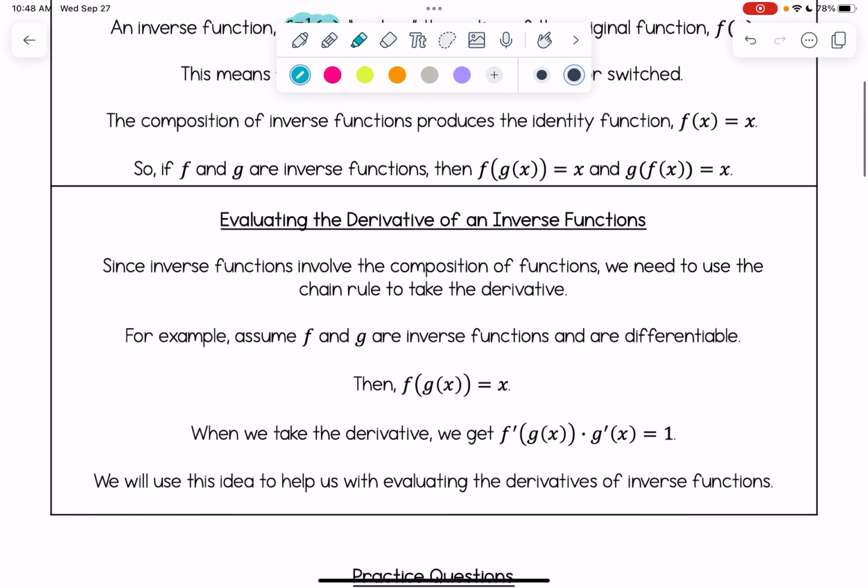What we're going to be doing in this video is also evaluating the derivative of an inverse function. Since inverse functions involve the composition of functions, we need to use the chain rule to take the derivative. For example, assume f and g are inverse functions and are differentiable. Then f of g of x is equal to x. When we take the derivative, think about how to take the derivative of this using the chain rule. It's the derivative of the outside, so f prime of g of x, times the derivative of the inside, g prime of x, and that would be equal to 1. We're basically going to use this idea to help us evaluate the derivatives of inverse functions.